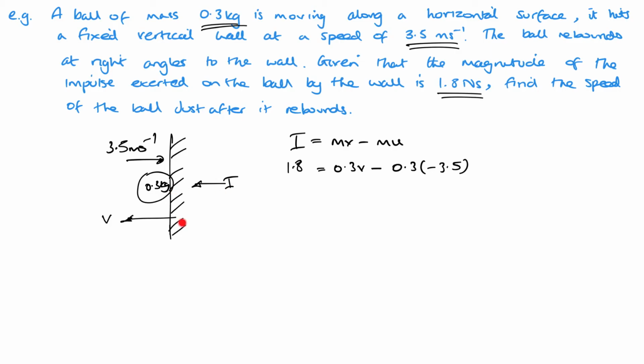So my impulse is going in this direction, v is going in this direction, so I have to look at what u is in this direction as well. So that will give me 1.8 equals 0.3 v plus 1.05. And from here, it's just a matter of simplifying. That gives me a velocity of 2.5 meters per second. And this also makes logical sense, doesn't it? Ball hitting the wall and then rebounding off, and that speed or that velocity is just a little bit slower.